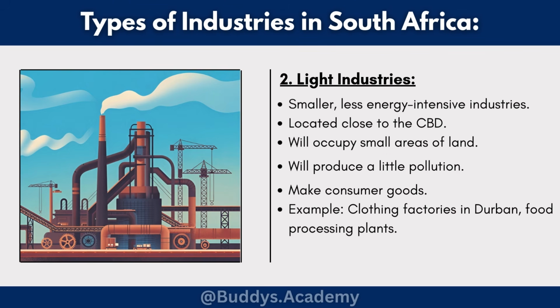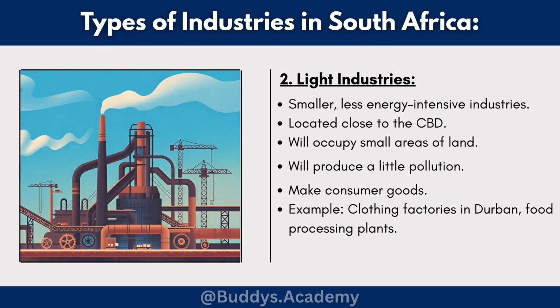So now let's look at the second type of industry, which is going to be your light industry. Now this is technically going to be the opposite of a heavy industry. So this is going to be a smaller, less energy intensive industry, right? It's going to be located close to your CBD and it's going to occupy your small areas of land, which will produce very little pollution, right? Obviously as compared to your heavy industry.